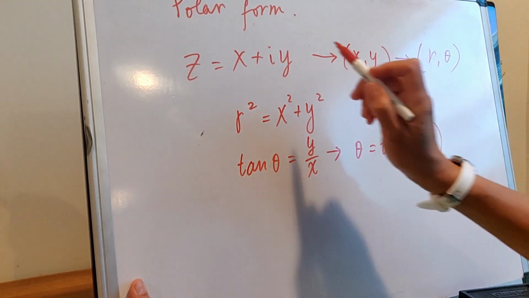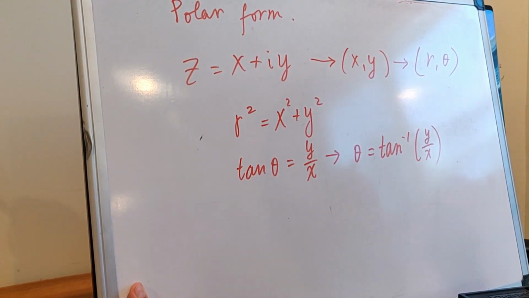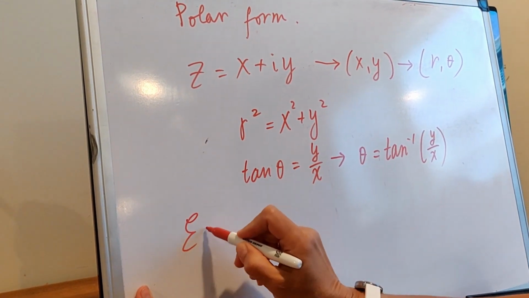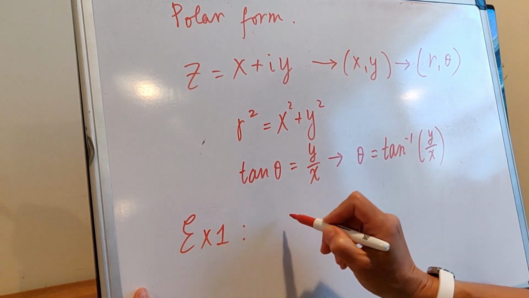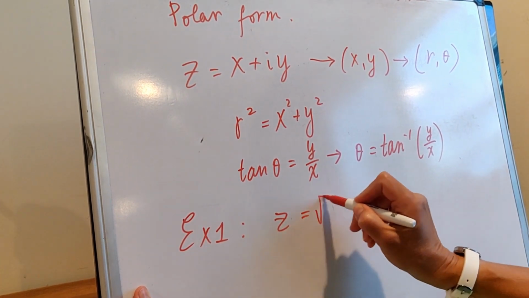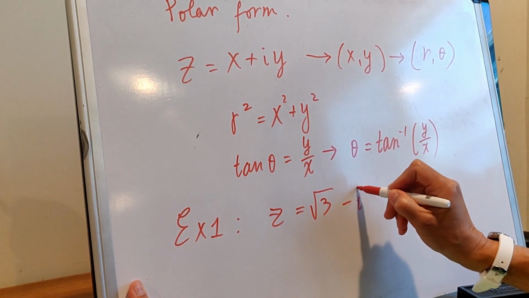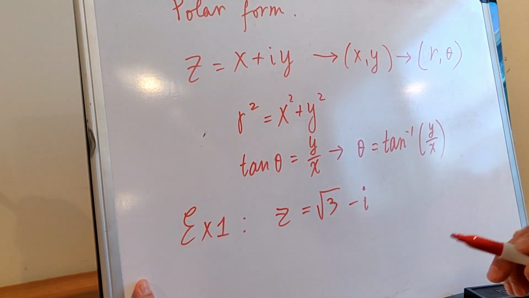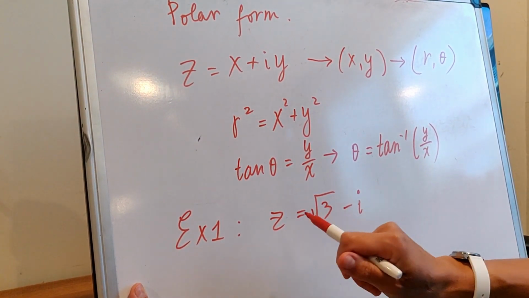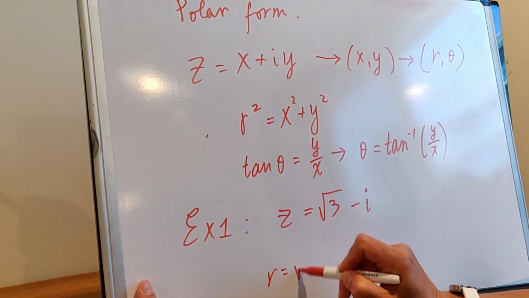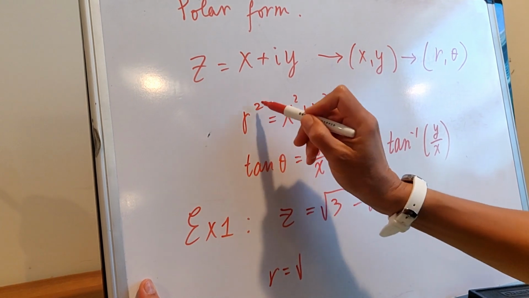Well, let's try to represent some complex number in polar form. So I'm going to consider example 1, and that's going to be the complex number z equals square root of 3 minus i. I chose this number because, first, it's an example from the book. Second, it's going to be easy to find the angle. So we're going to start with r.